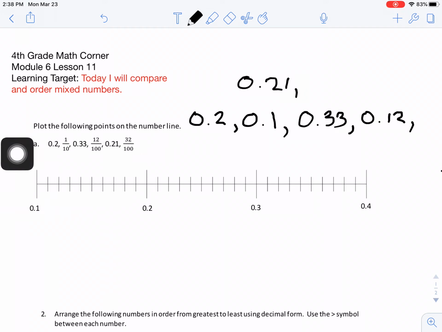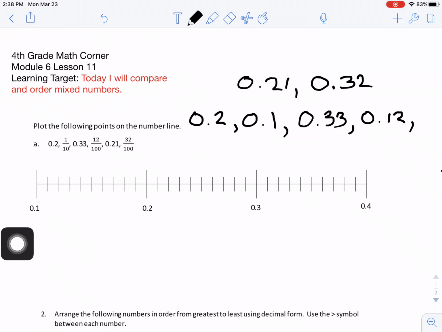It is 32 out of 100, or 32/100ths. So I know there are 0 holes and 32 ending in the hundredths place. So now I need to take all these numbers and put them on my number line.